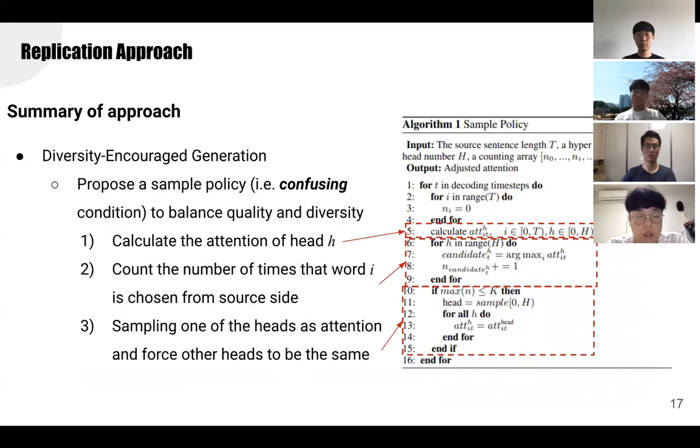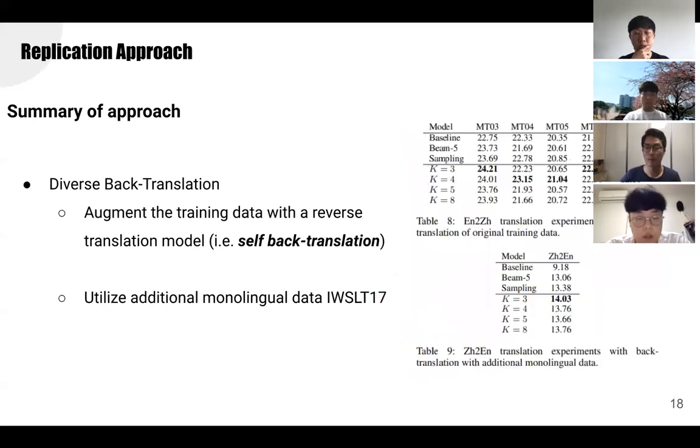And second, after observing that each head plays different roles, in order to generate diverse translation by manipulating different heads, they propose a sample policy to balance quality and diversity. And this pseudo code represents this sample policy. It consists of three main procedures. They calculate the attention of head H from the target side hidden state to the source side word. And they count the number of times that word i is chosen from the source side. And they sample one of the heads as attention and force the other heads to be the same. And lastly, they augment the training data with a reverse translation model and also utilize additional monolingual data.